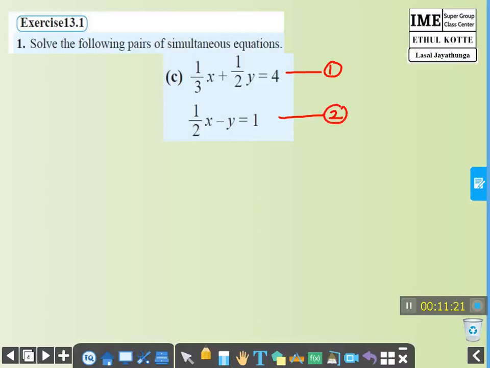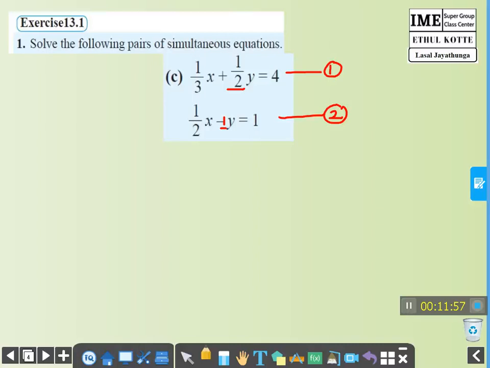Right. When you analyze x terms, first equation 1 upon 3x, second one 1 upon 2x. When you think about y terms, first one plus 1 upon 2, second one minus y. Here minus y means what is the coefficient here? 1. So when you think about y terms, in the first equation plus 1 upon 2, second one minus 1. So when you think about the numerical value, 1 upon 2 and 1.